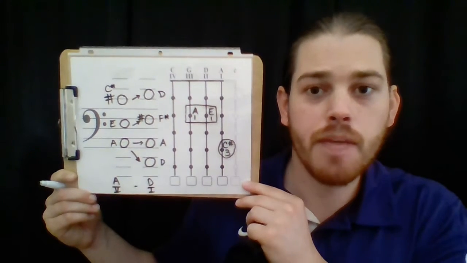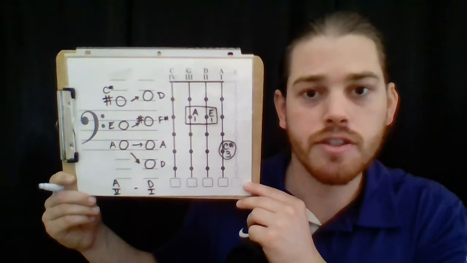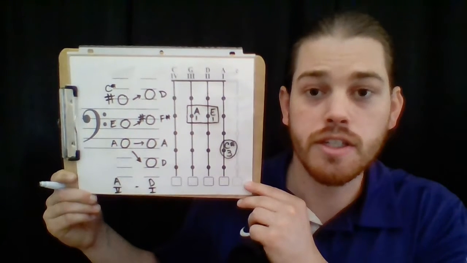For example, A major to D major, with A in the dominant going to D in the tonic, and C sharp, the leading tone, to D in the tonic.